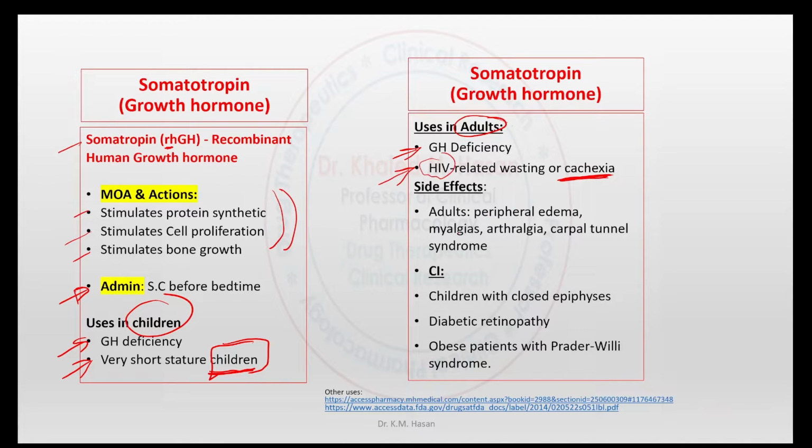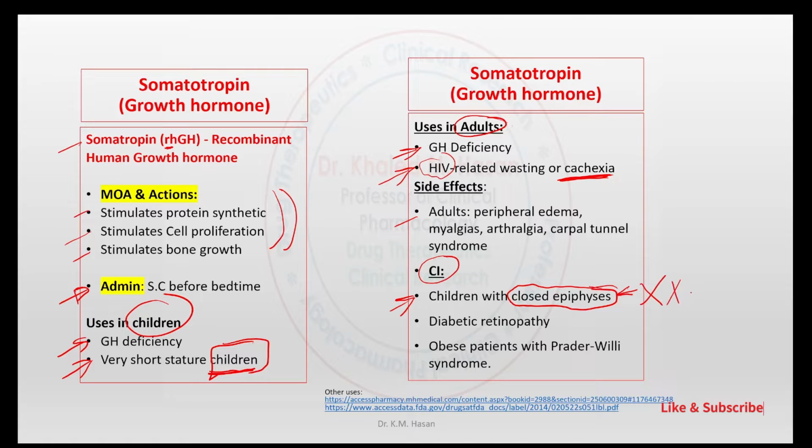Side effects: growth hormone in adults may cause peripheral edema, myalgias, arthralgia, and carpal tunnel syndrome. CI stands for contraindicated. It's not recommended in children with a closed epiphysis. Because this medication enhances growth, and if the child already has a closed epiphysis, there is no way to induce growth. We don't use it in children with a closed epiphysis.